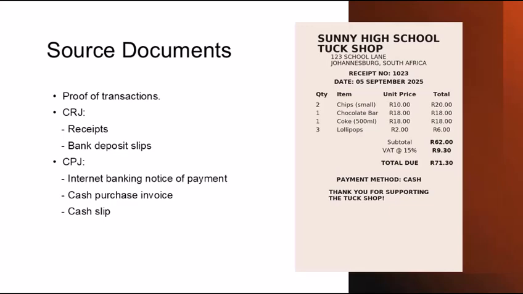Another example would be if the tuck shop pays 800 Rand to ABC suppliers with an electronic funds transfer. The bank gives an electronic proof of payment named the Internet Banking Notice of Payment, and that source document will then be used to record the transaction in our cash payments journal.